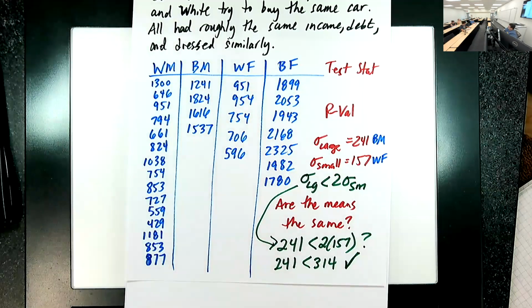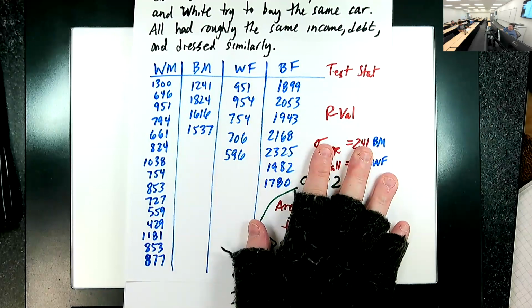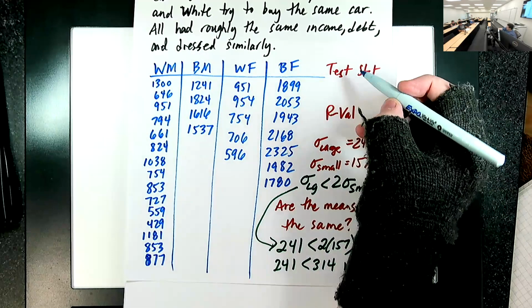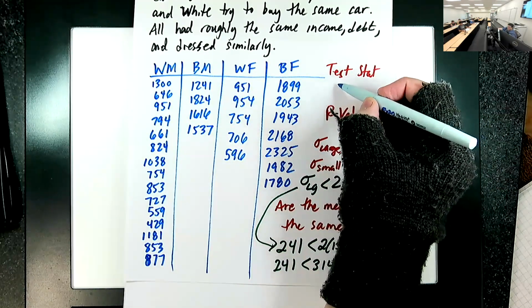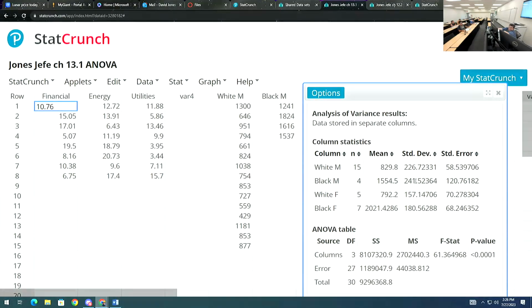All this you don't need to worry about, but you do need the test stat and the p-value. On the screen, you're looking for the F-stat. The F-stat here is 61.364968, and my p-value is less than 0.0001. So I wrote those in on my paper.